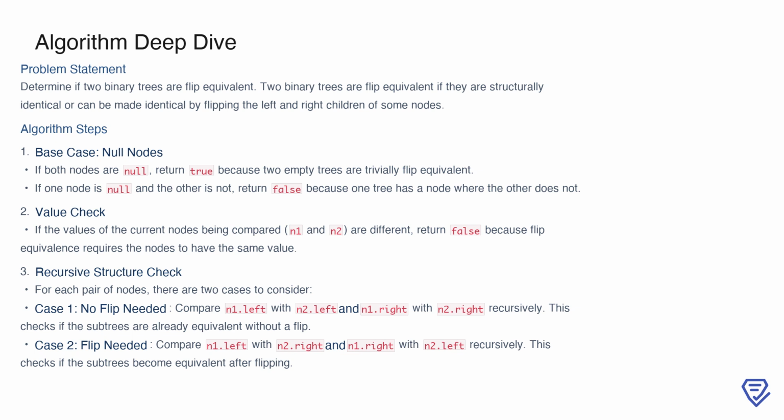Here, we explore two possibilities for each pair of nodes. The first is the case where no flip is needed, meaning we compare the left child of the first node with the left child of the second and the right child with the right child. The second possibility involves flipping, where we compare the left child of one node with the right child of the other, and the right child with the left. By exploring both cases, we account for all possible configurations that could result in equivalence.